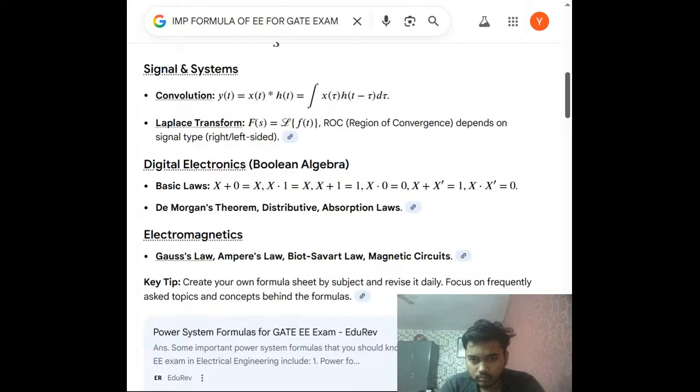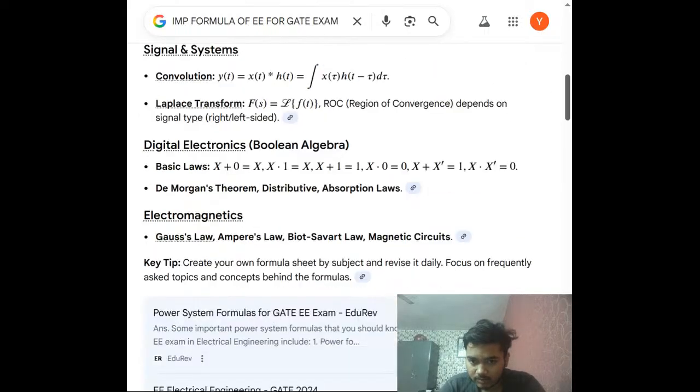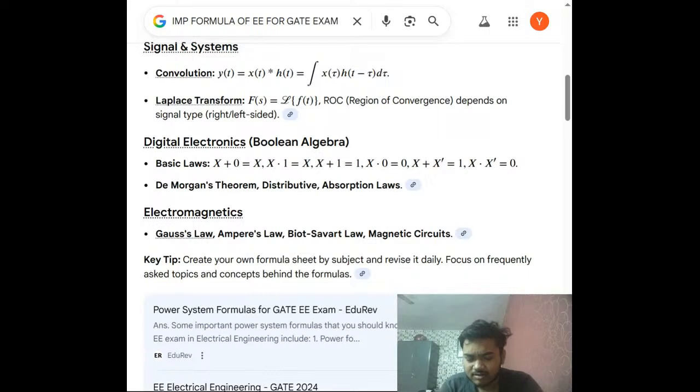Convolution. Signals and systems and the Laplace transformation. ROC, region of convergence, depends on the signal type, right-sided or left-sided. This is signals and systems. What do we understand from signals and systems?